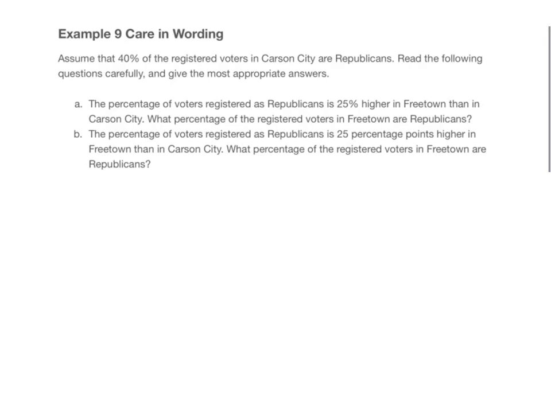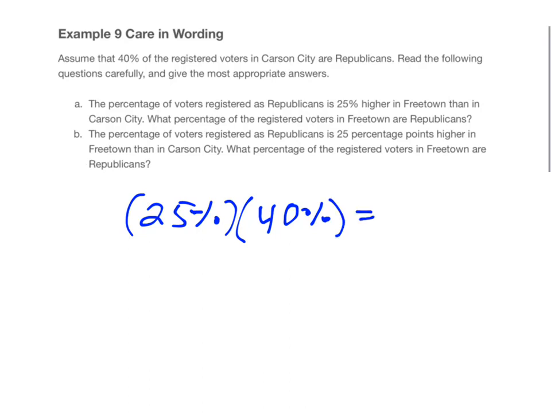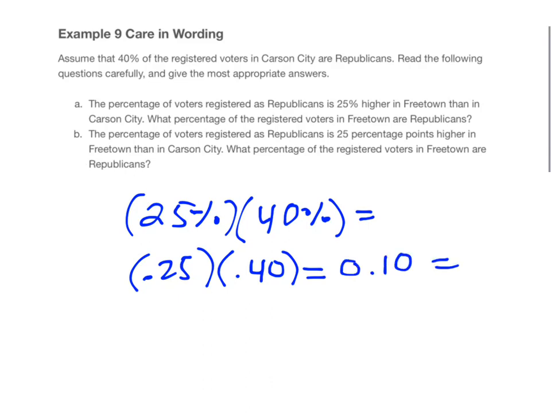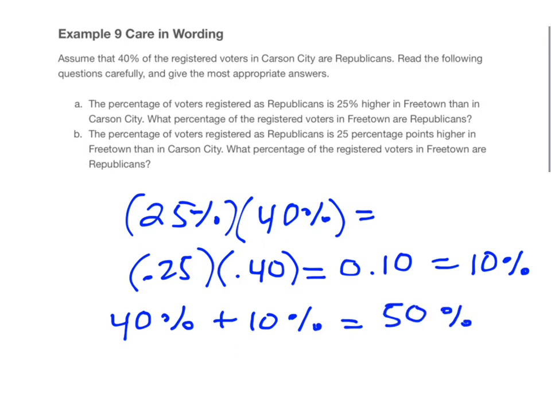So we're comparing Freetown back to Carson City, right? So Carson City is the reference value, right? So to find the relative change, we want to take 25% of Carson City, which is 40%. All right, and we can work with maybe decimals here, so this would be 0.25 times 0.40, which is 0.10, right, which is 10%. Right? So that's the relative difference. So we're going to start with Carson City, which was 40%, and then add the relative difference, which is 10%, and then that gives us 50%, which is the percentage of registered voters in Freetown.